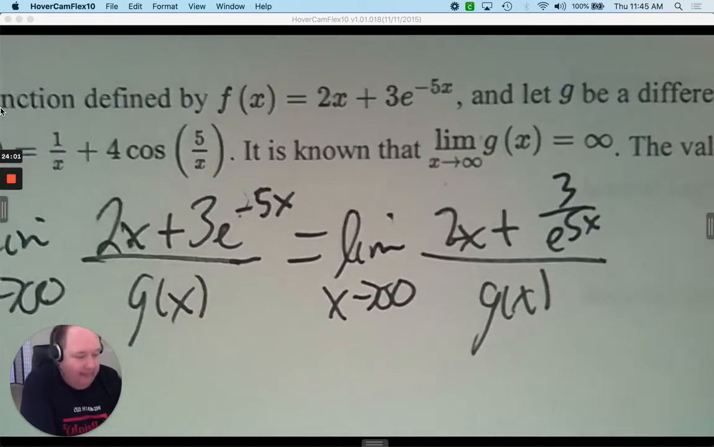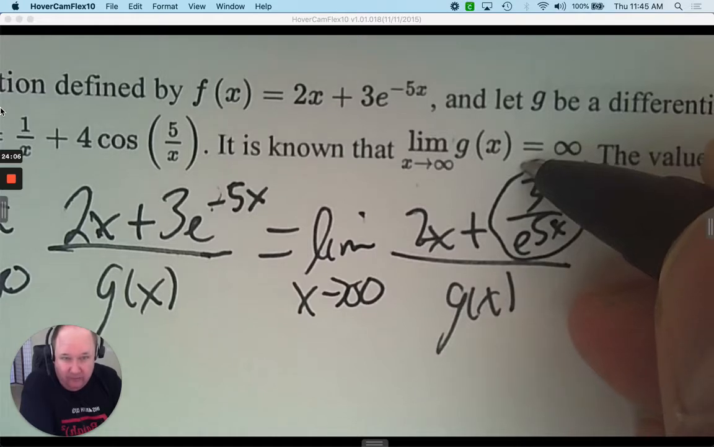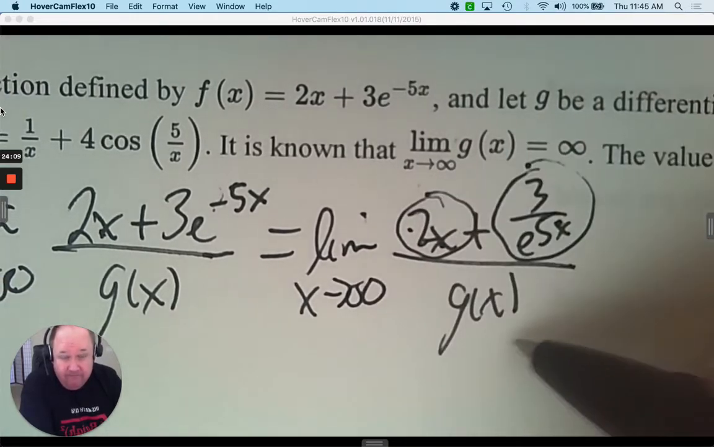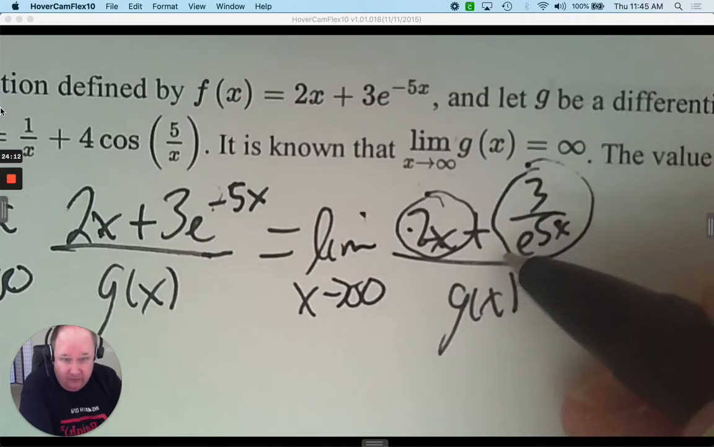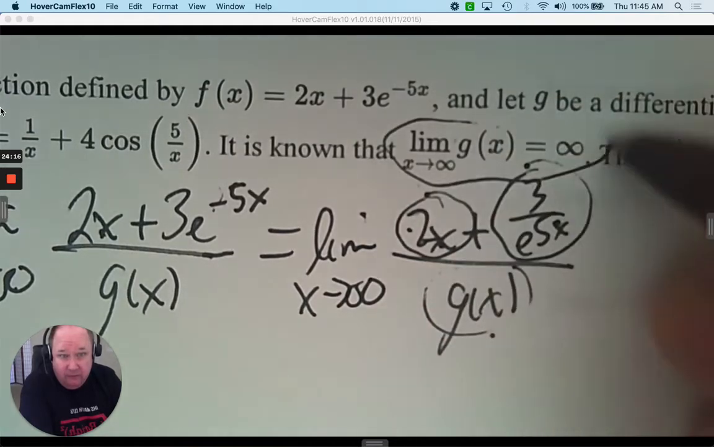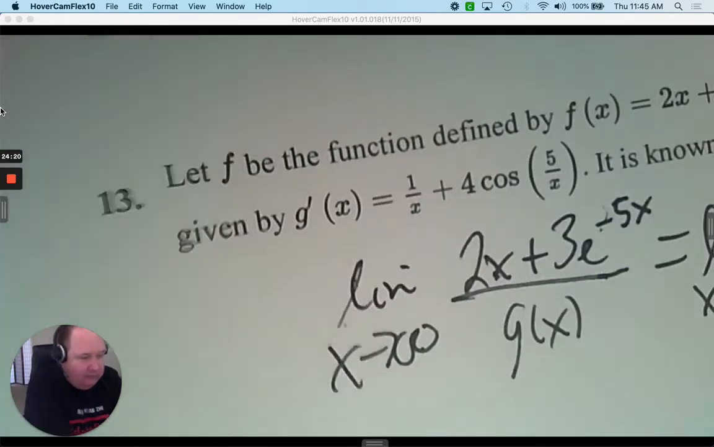So as I put in large numbers for x, this is going to 0. But 2 times infinity is going to infinity. So if you put them together, it's going to infinity. And in the question, it says this is going to infinity. That's what this is above. This is indeterminate, infinity over infinity. So this is L'Hopital's rule.